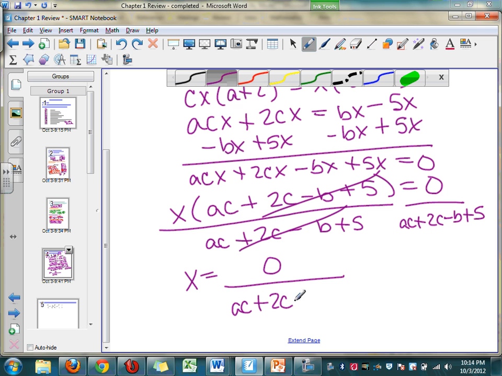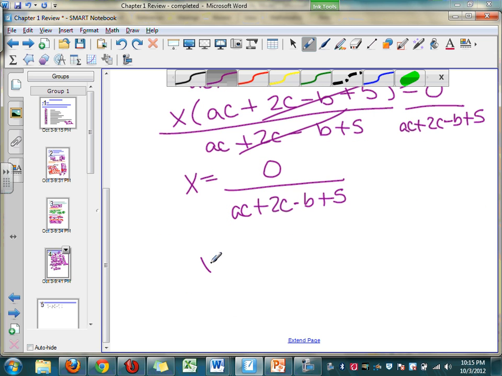Now, this is not a nice problem, because what I have going on here is a 0, and anytime you divide 0 by something, what is the outcome? 0 divided by anything is always and forever 0. So I've actually solved this. It's actually a numerical answer.